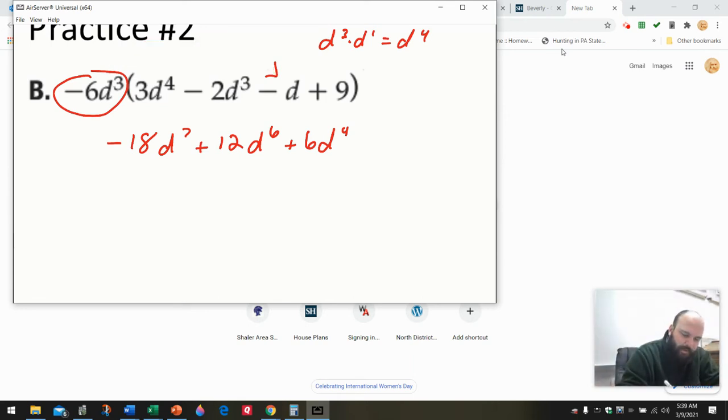Then the last step here is the negative 6d to the third times positive 9. And so you have a negative times a positive, which is a negative. And 6 times 9 is 54. And then the d to the third just gets written down because there's nothing over here for it to multiply with. So there's our final answer: negative 18d to the seventh plus 12d to the sixth plus 6d to the fourth minus 54d to the third power.